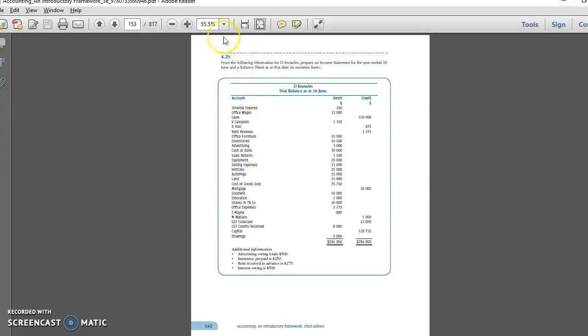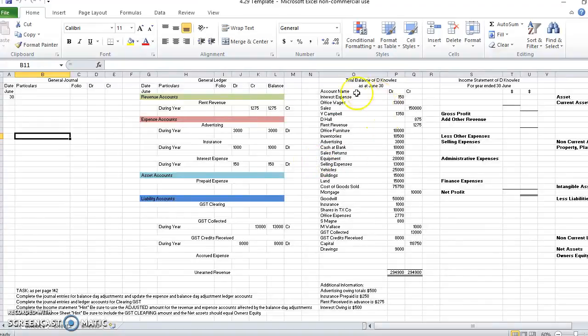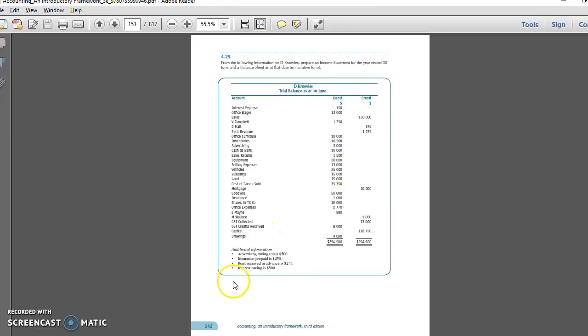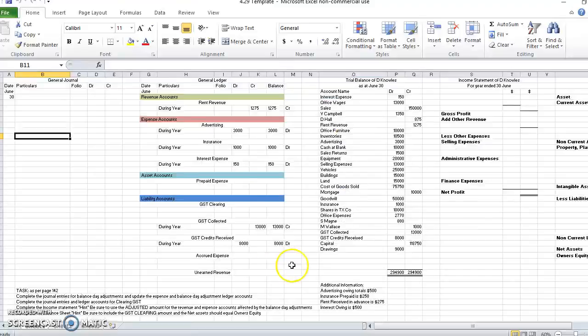So today we're looking at 4.29 from page 142 of the textbook. From the following information for D-Knowledge, prepare an income statement and a balance sheet. So we've got our trial balance here. This has all been copied over into your template, as well as the additional information.